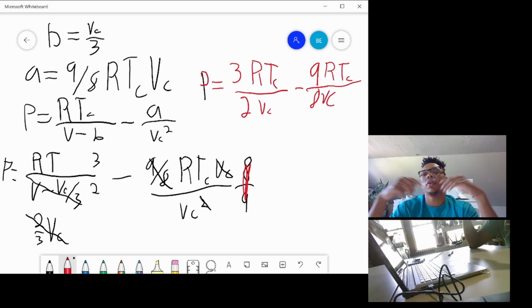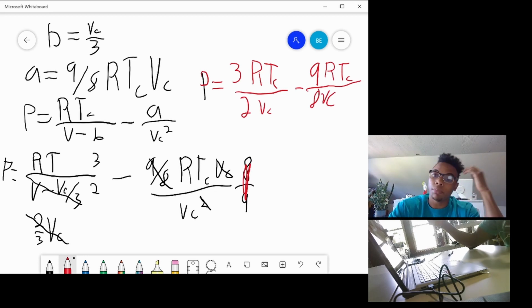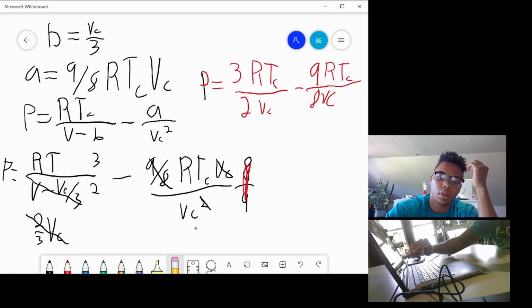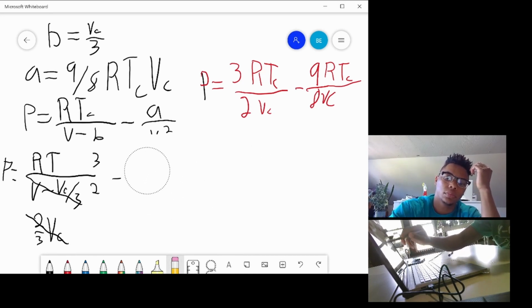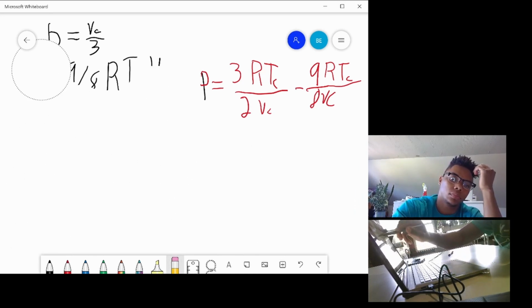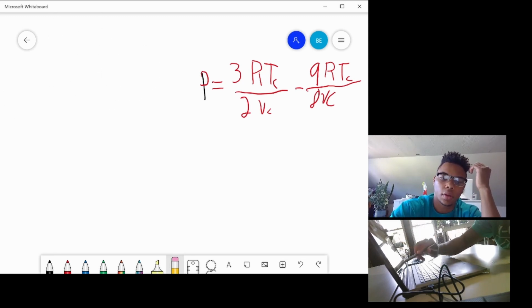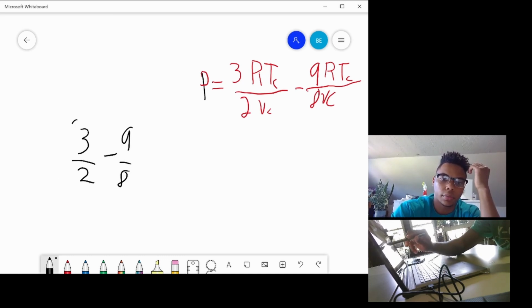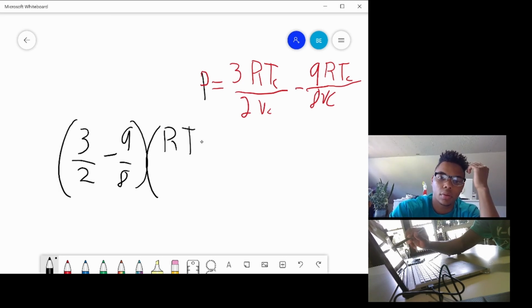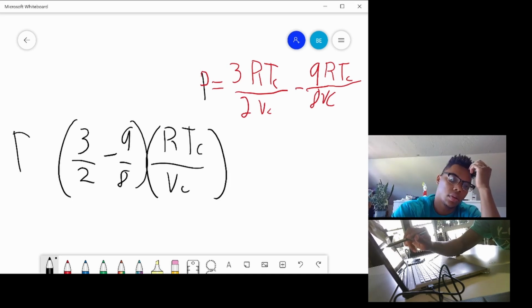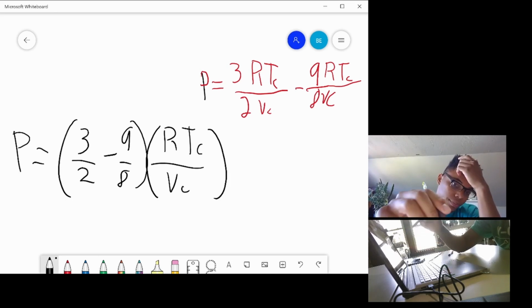And what you see is that we have RTc, Vc, and Vc on both sides. So what we can actually do is we combine these into one equation. So let me get rid of this for you real quick. And we are going to get 3/2 minus 9/8 of, and this is going to be our compressibility factor.